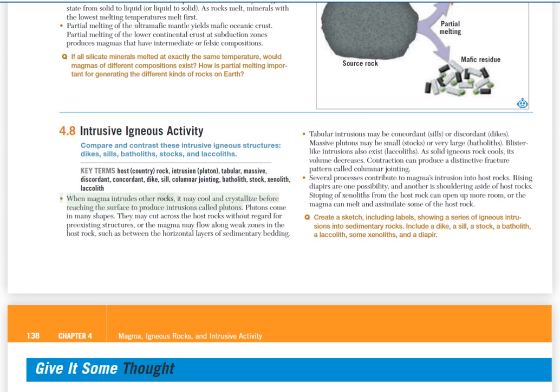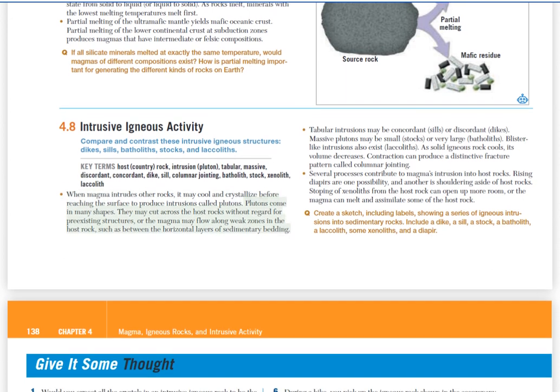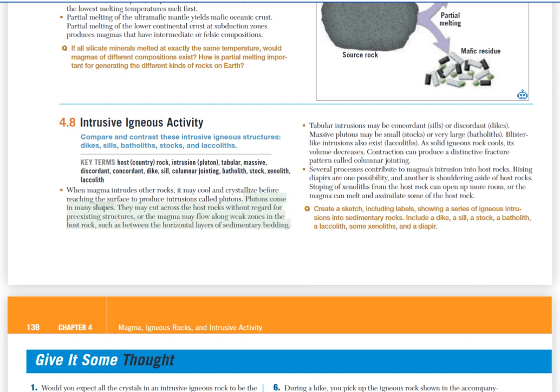When magma intrudes other rocks, it may cool and crystallize before reaching the surface to produce intrusions called plutons. Plutons come in many shapes. They may cut across the host rocks without regard for pre-existing structures, or the magma may flow along weak zones in the host rock, such as between the horizontal layers of sedimentary bedding.